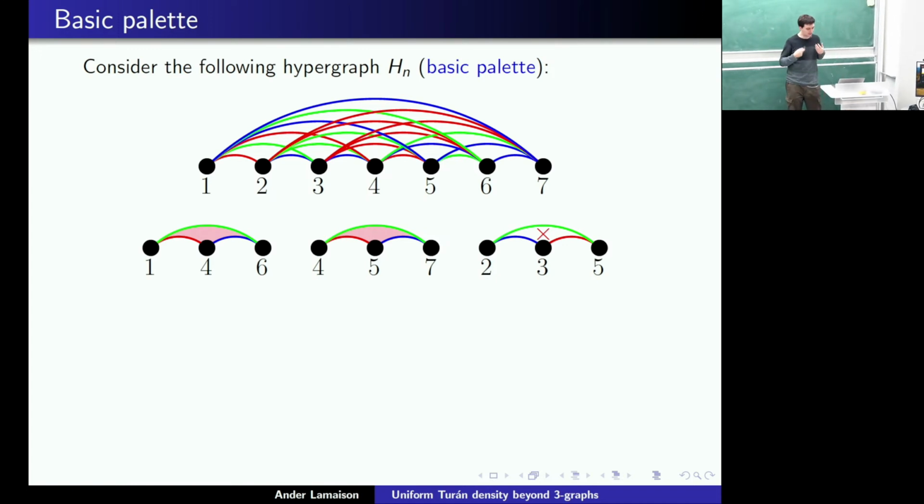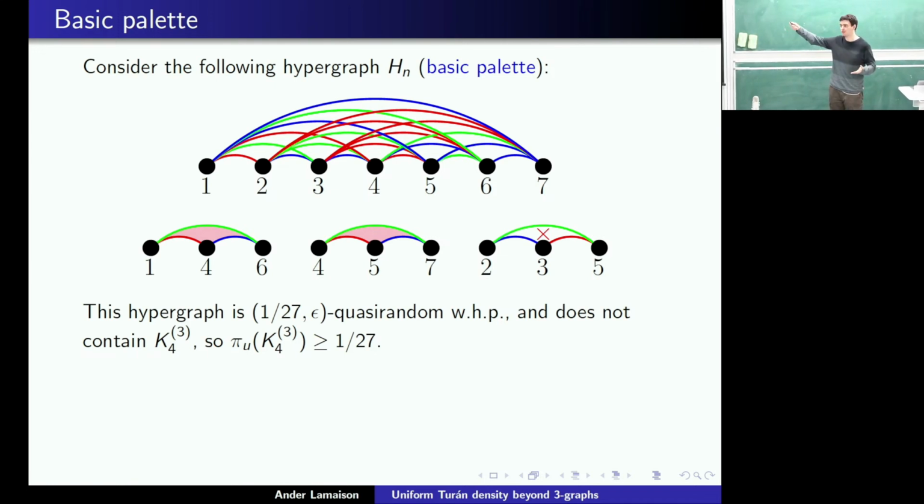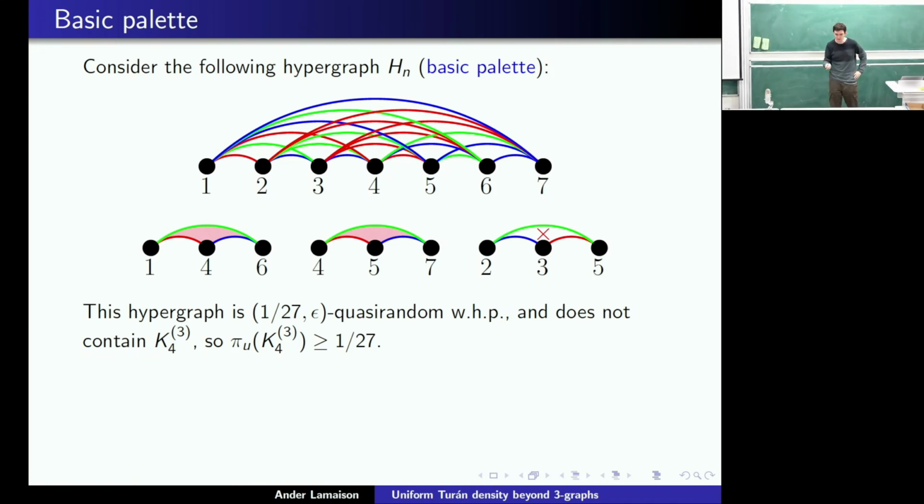So what properties does the basic palette have? Well, you can check that for every triple of vertices, the probability that we place an edge there is the probability that we put the right colors there, which is 1/27. It's 1/3 for each of the three pairs. And using standard probability tools, you see that with high probability, this hypergraph is quasi-random.